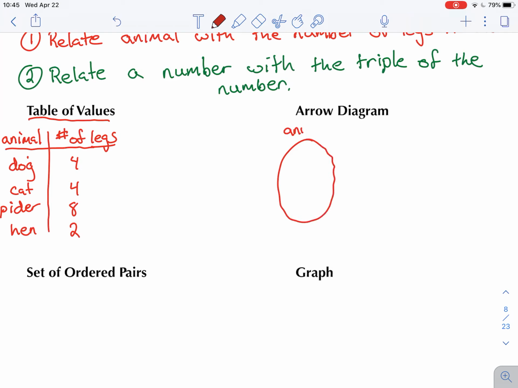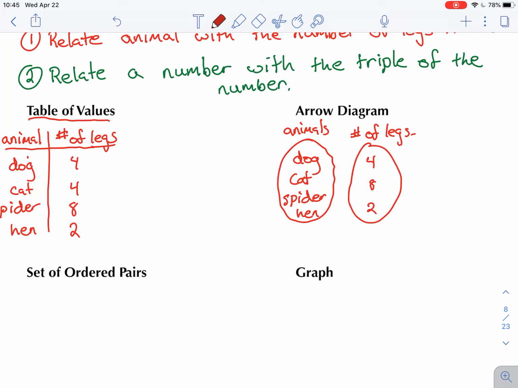An arrow diagram. So we draw a circle for our first set, and these will be our animals. And a circle for our range values. This is the number of legs. So we have dog, cat, spider, and a hen.